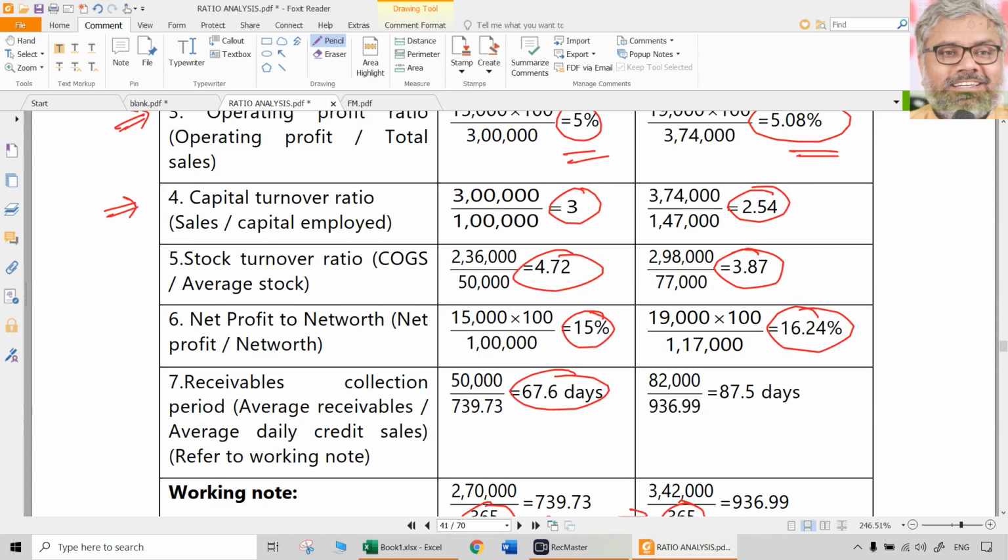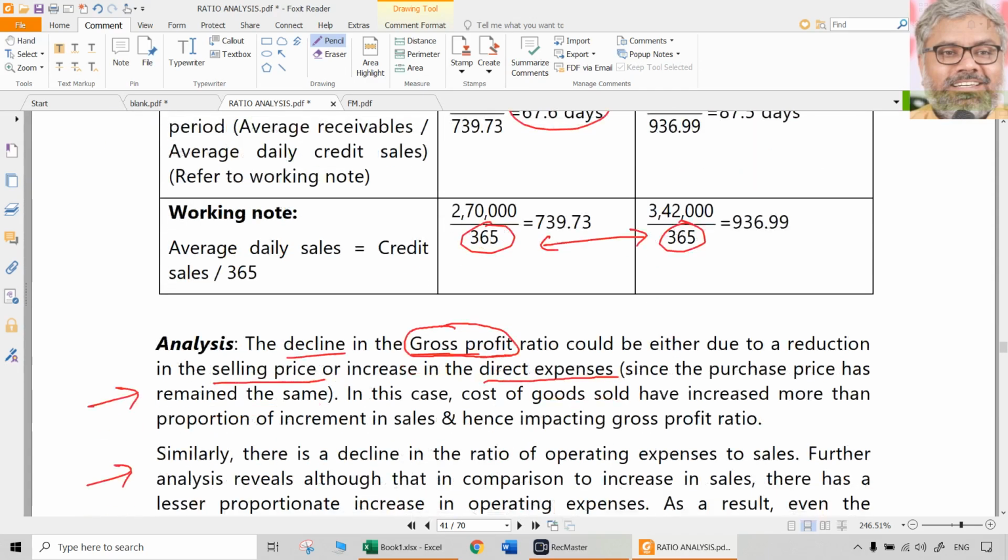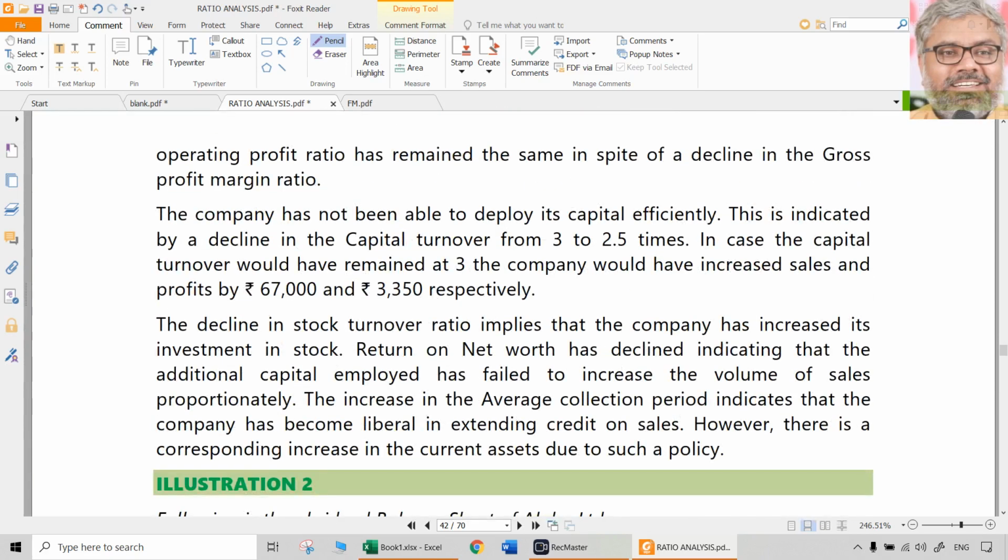The fourth interpretation is definitely a negative interpretation, because the capital turnover ratio has reduced. It's not a good sign. In other words, the company is not employing its capital effectively. That is definitely the interpretation we can state. The company has not been able to deploy its capital efficiently. That is a conclusion, an analytical conclusion.